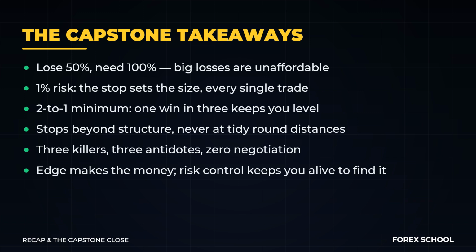Stops live beyond structure, at the exact price where the idea is wrong, and once set, they move only in your favor. Know the 3 killers: revenge, moved stops, oversize, and run their antidote rules without debate. Protect the bad weeks with a daily limit, the walkaway rule, and half size in drawdown. Survive first. Profit second. In that order, forever.